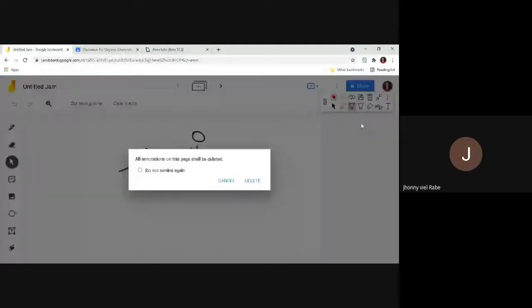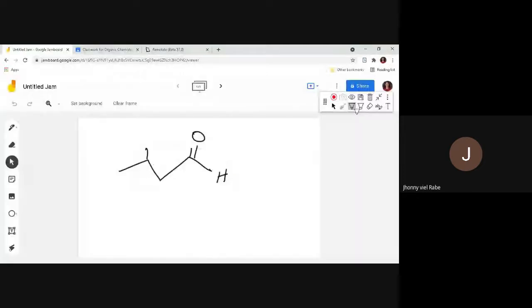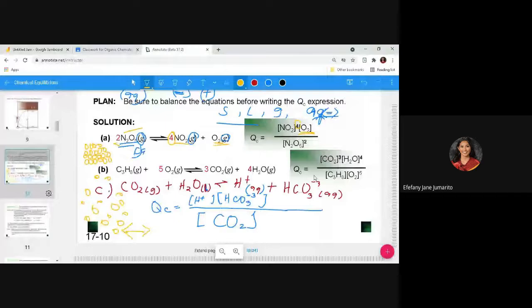Okay, if we have this, look at the H2O in letter B. Look at the phase, the state of the H2O. It is a gas.